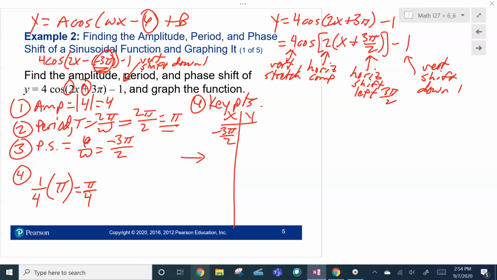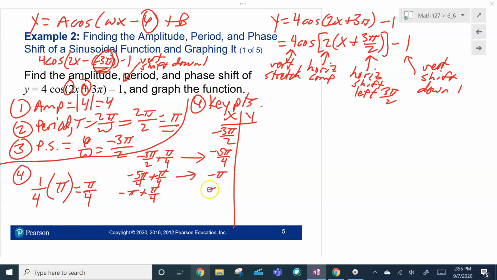So we're going to go up by pi fourths each time. So this next spot will be negative 3 pi halves plus pi fourths. So that's negative 6 pi fourths plus pi fourths, negative 5 pi fourths. And then negative 5 pi fourths plus pi fourths is negative 4 pi fourths, so negative pi. Negative pi plus pi fourths, negative 3 pi fourths, and then negative 3 pi fourths plus our last pi fourths ends up being negative 2 pi fourths, or negative pi halves.